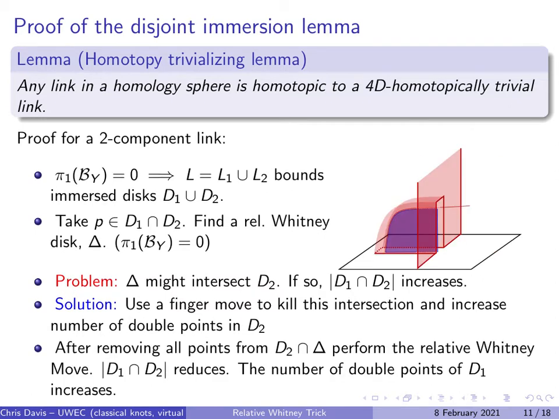So after you remove all of the points from D2 intersect delta by increasing the number of double points of D2, well, now you're set up to perform the relative Whitney move. So perform the relative Whitney move.